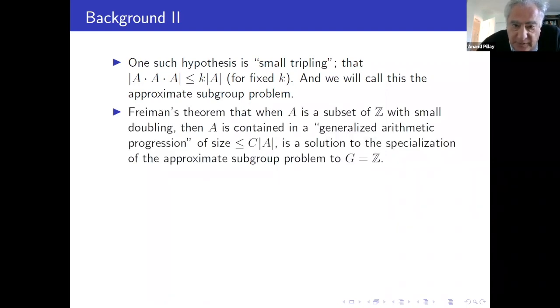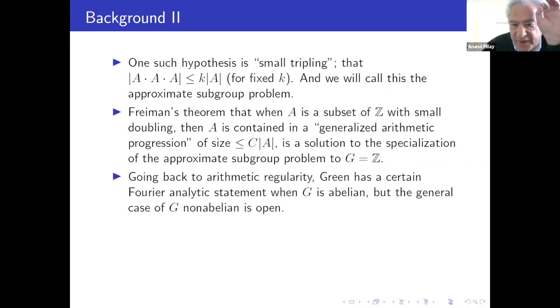Now Freiman's theorem says that when A is a subset of Z with small doubling, this is where I just look at A plus A, which in the commutative case, small doubling is enough to do everything. Small tripling is because of the non-commutative case. So when A is a subset of Z with small doubling, then A is contained in a generalized arithmetic progression of size at most C times the size of A, where C depends on K, where K is the doubling constant. Okay, so Freiman's theorem is a solution to the specialization of the approximate subgroup problem when G is the integers. So you can specialize this problem to certain G or certain A, and you get a specialization of the problem. So Freiman's theorem is a solution to this specialization.